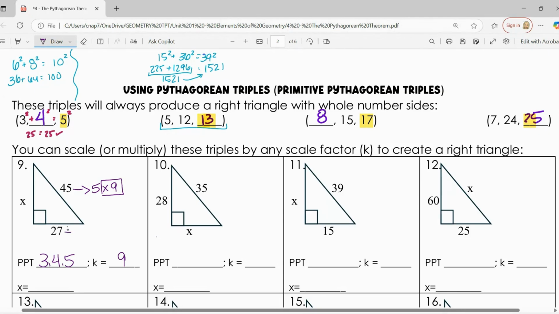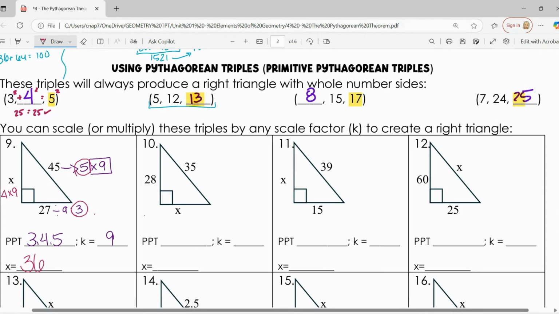27 divided by 9 is going to be 3. So that means that from the 3, 4, 5 triple, you've already used the 3 and the 5. That means that this height would have to be 4 times the scale factor to get 36. And it's going to take practice and memorization of using these triples over and over again.